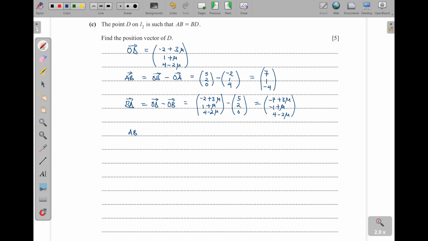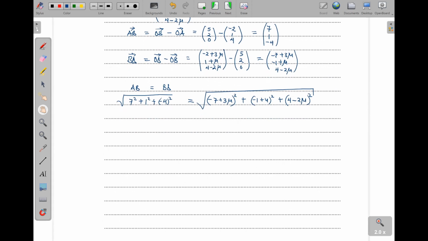AB is equal to BD. These are lengths, so we need to find the length of this one. It will be the square root of 7 squared plus 1 squared plus -4 squared. Then BD, you will get -7 plus 3 mu. You square it, then plus -1 plus mu squared, then plus 4 minus 2 mu. You square it, and even this one is under the square root.